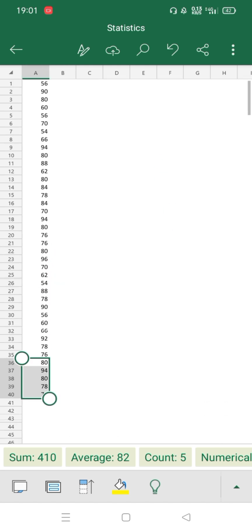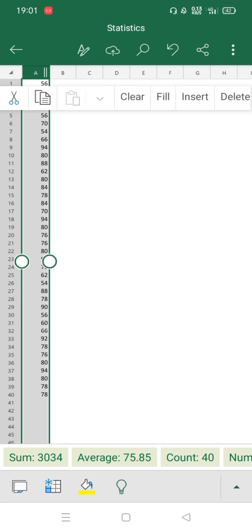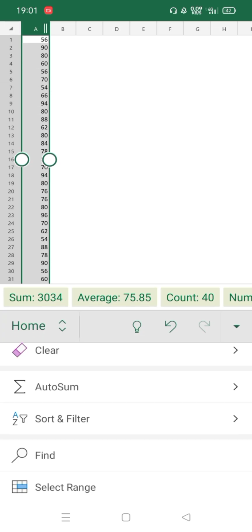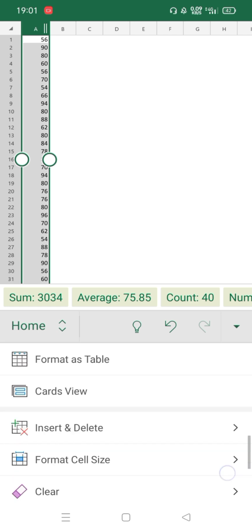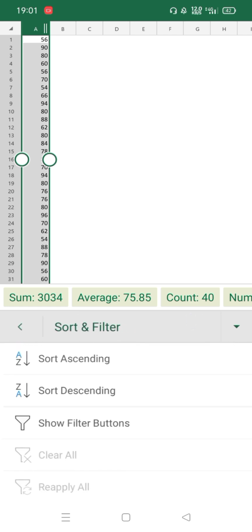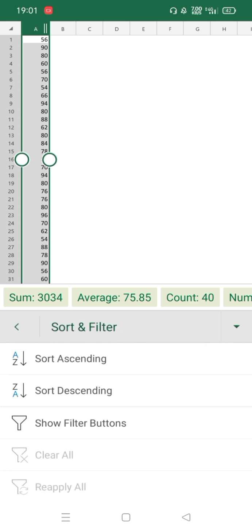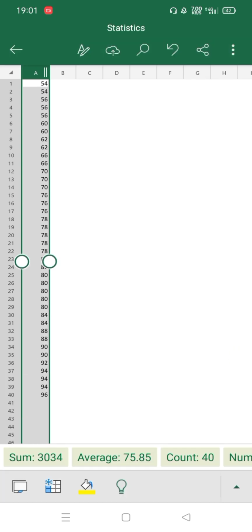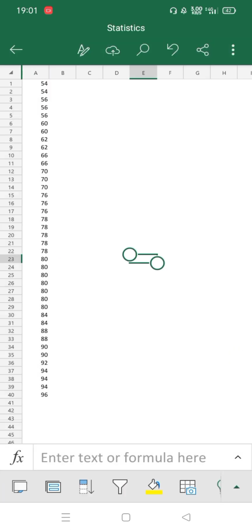All right. After we move the data into one row, let's sort it by using the sort and filter feature here, and we do the sort ascending. After we do a sort ascending, the data will be more organized, and it can be seen nicely here. All right, what is the next step?